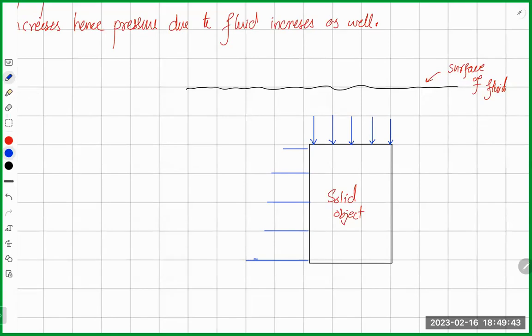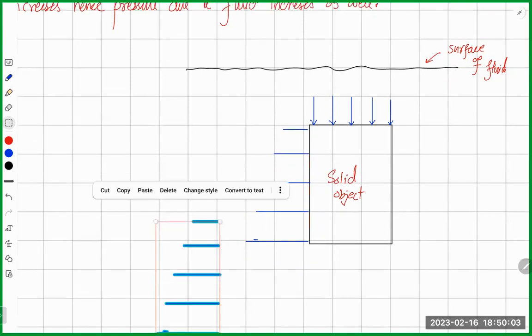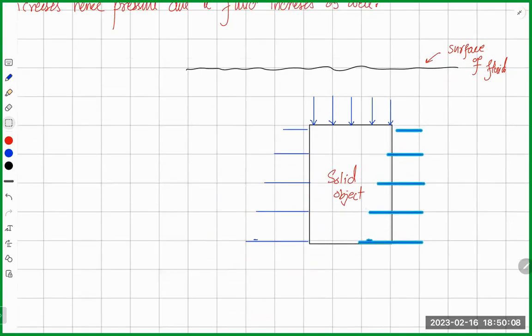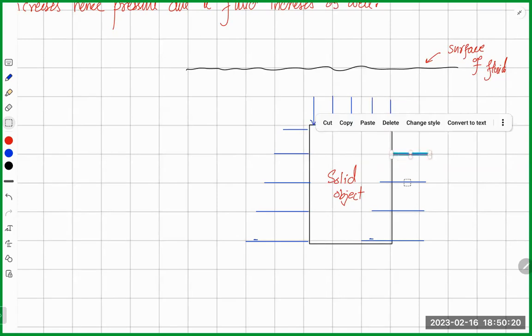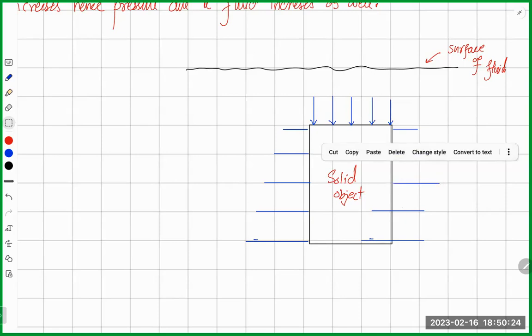So what is happening to the pressure on the sides? So when you see, the pressure on the side is gradually increasing. Okay, so these are pressures. And what is happening to the pressure as we go down? Pressure is increasing. Okay. So pressure is increasing and it is again acting perpendicular to the surface, inward.